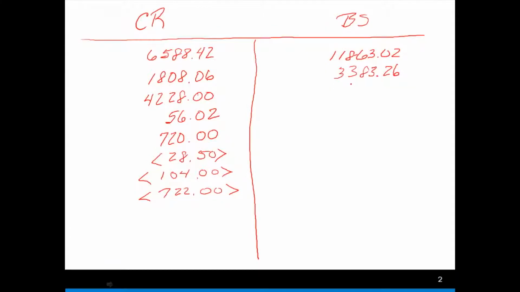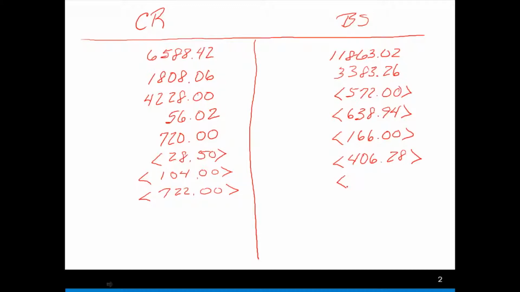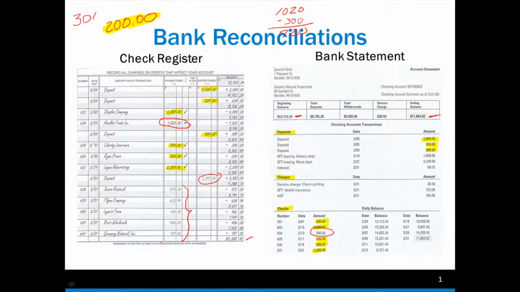So let me write in those numbers. So I have to deduct, right, because I'm writing checks, 572, 638, 166, 406, 28, and 91706. Okay. Again, that's these here five checks.